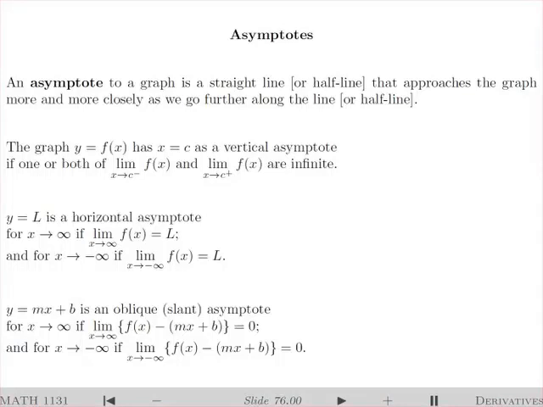Welcome. In this session, we'll start our look at graphing with asymptotes. Intuitively, an asymptote is a tangent at infinity.